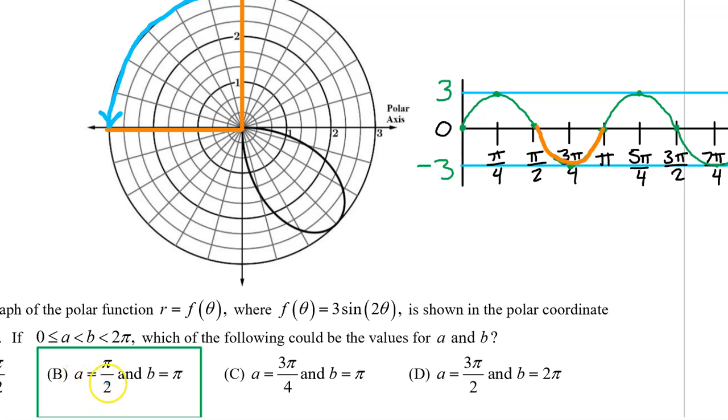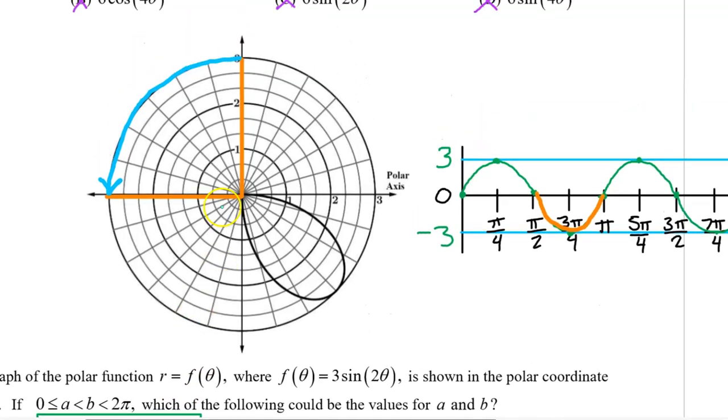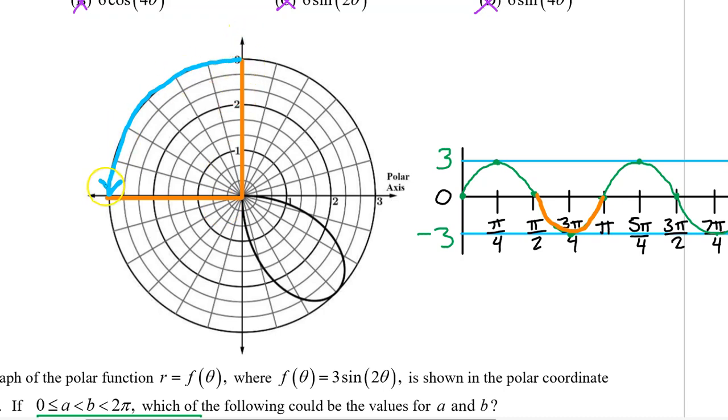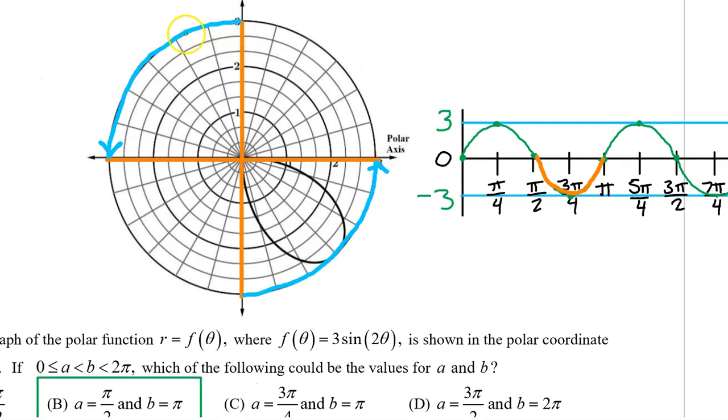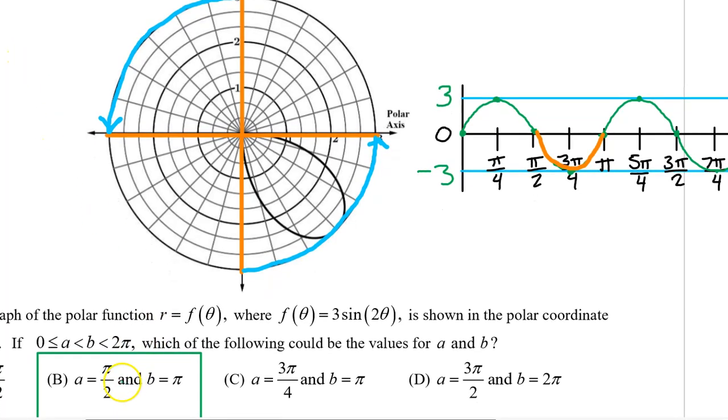Option B represents the interval from pi over 2 to pi. That's from here to here on the polar grid. However, notice that on the interval from pi over 2 to pi on the rectangular grid, the values of r are negative. We are below 0. Therefore, we do need to worry about moving in the opposite direction. So as the value of theta moves through the second quadrant from pi over 2 to pi, the r values will be graphed in the fourth quadrant between 3 pi over 2 and 2 pi. So far, option B is looking like a very possible answer.